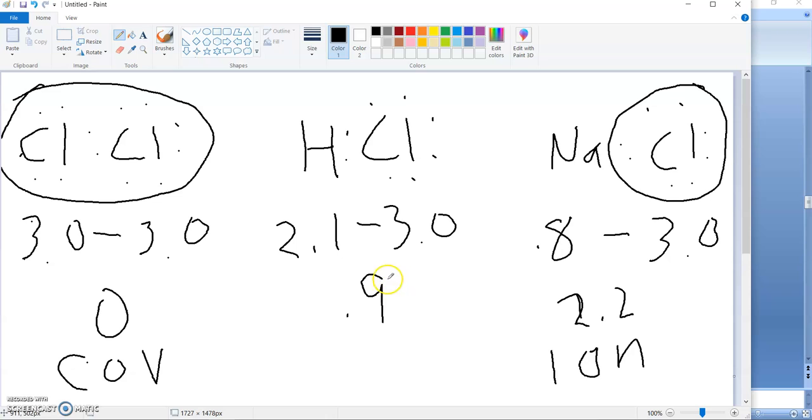Okay, so now that's a much smaller difference from over here, so it's not going to be an ionic bond. It's going to be covalent. They're going to have to share. Another way to say that is, yes, chlorine's stronger than hydrogen, but not strong enough that it's going to be able to rip the electrons away. Hydrogen can hold on to its own. But it's going to be an unequal sharing.